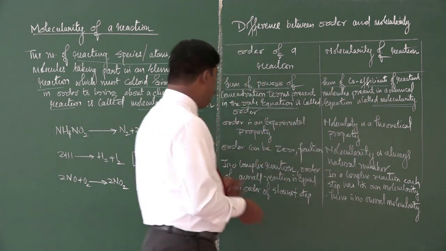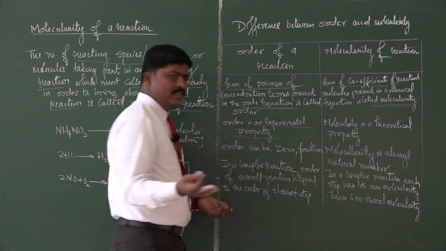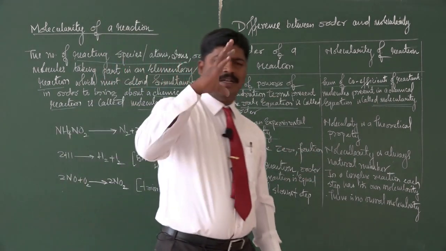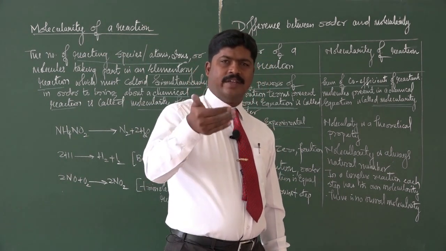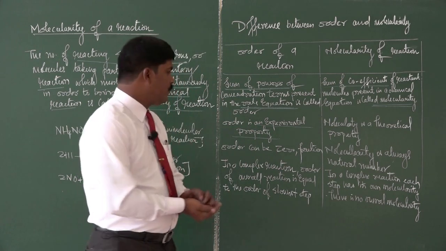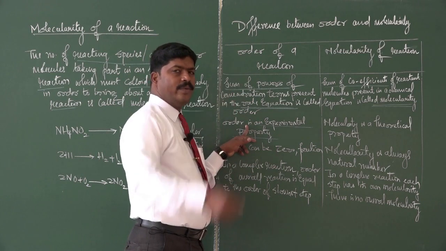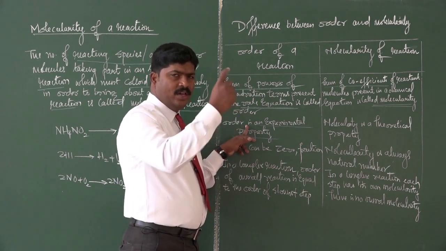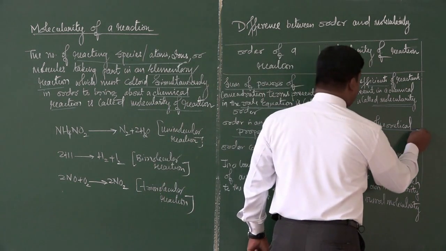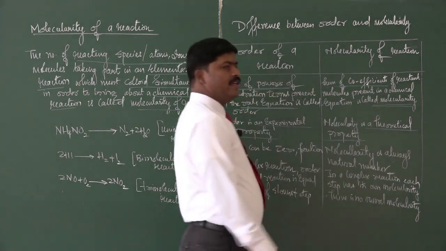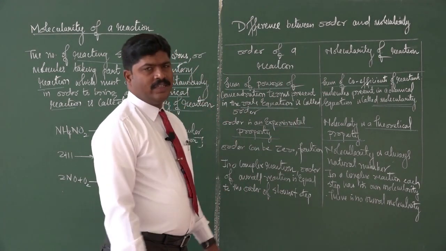Now, point number 2, order is an experimental property. Why is it an experimental property? We just ran through the example to find the RDS and the rate expression, which gives the order. That means order is an experimental property. It cannot be determined just by seeing the equation; we must see the experimental factors. Now, what is molecularity? Molecularity has nothing to do with the practical concept. The only thing is that the molecules should collide and form a product. That is the only criterion. See the equation and write the molecularity.